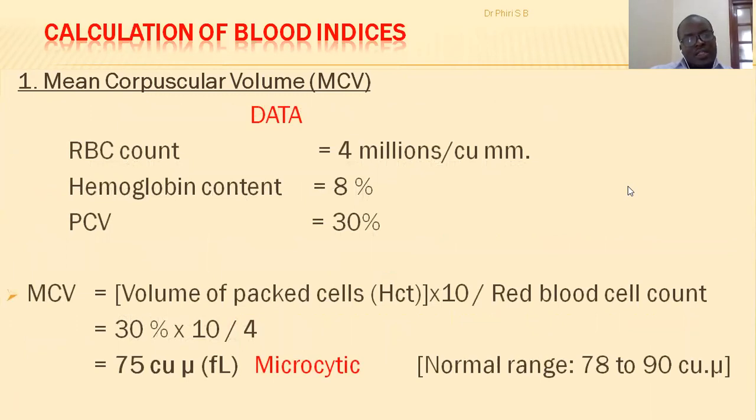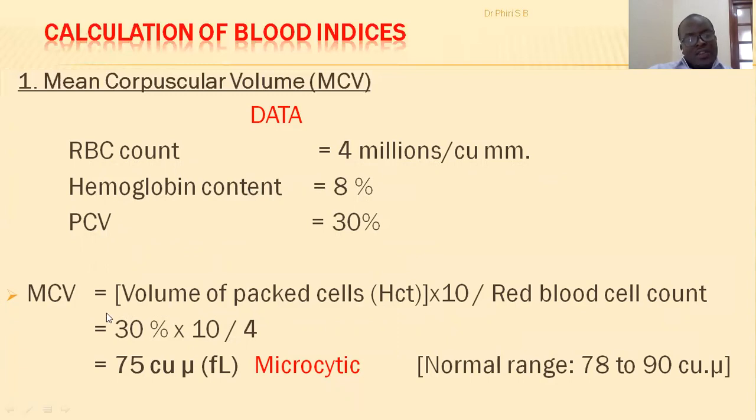So how do you calculate the mean corpuscular volume? This is the data that we've been given. Our subject: red blood cell count, 4 million cells per microliter of blood or cubic millimeter of blood. Hemoglobin content, 8% or 8 grams per deciliter. Then PCV, hematocrit, 30%. So this is the formula for MCV. You need to understand this formula. If you don't understand, you just need to memorize it.